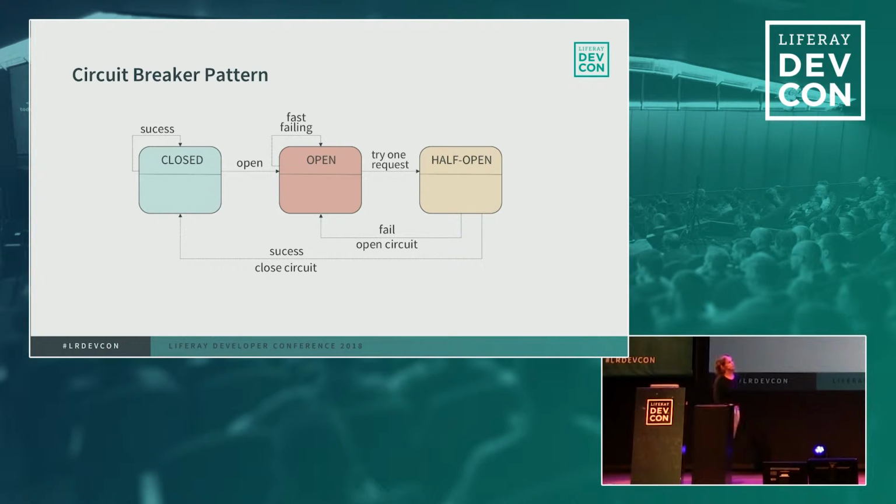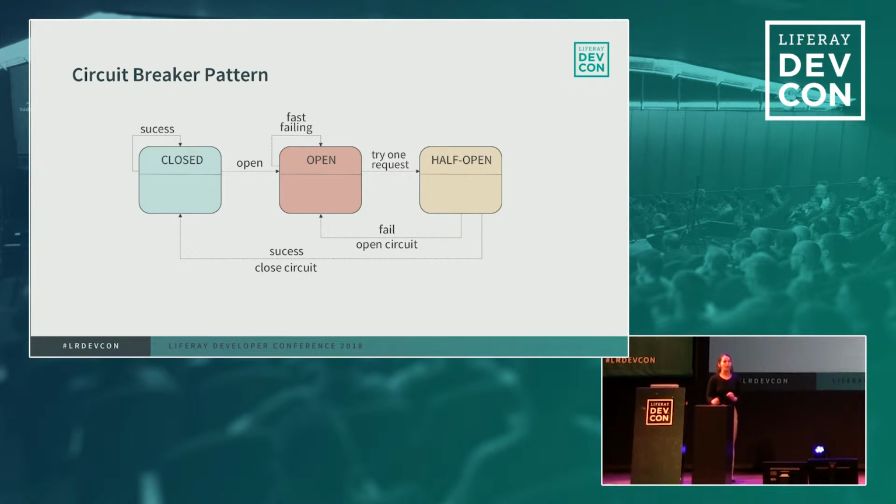Circuit Breaker has just 3 states. The first one is closed, when everything is working fine and all requests are completely fine, the provider is working fine. The second one is open. It's when no requests are passing to the provider because it's failing.